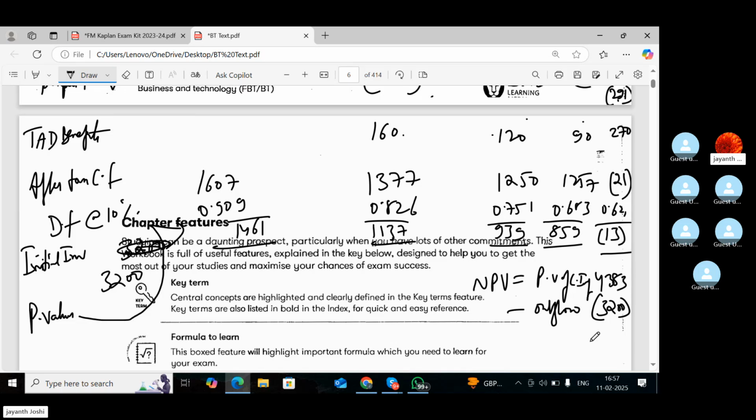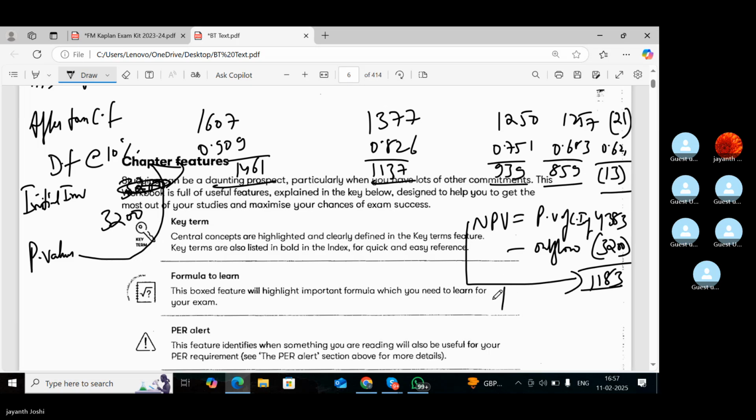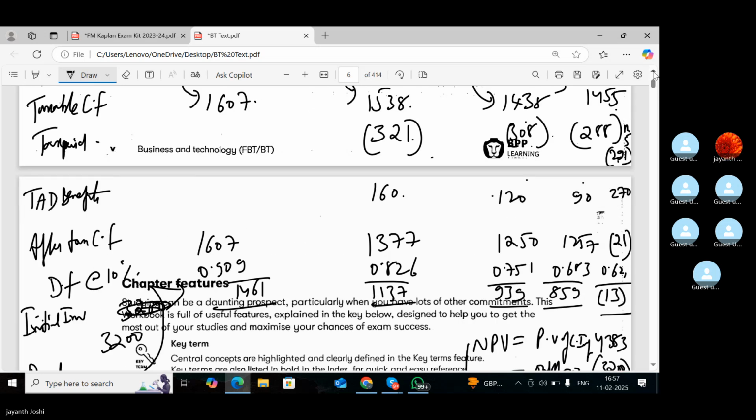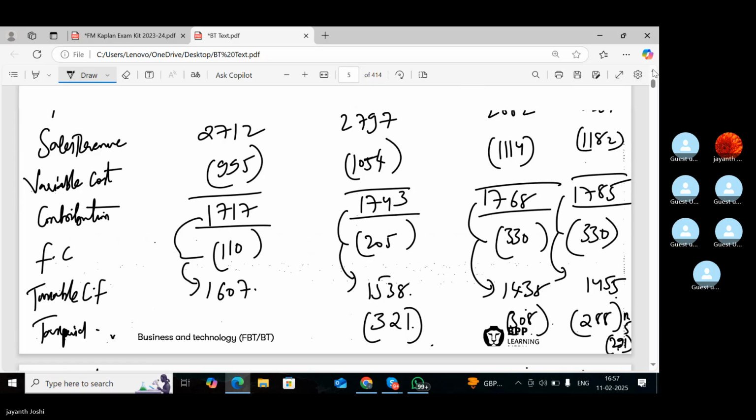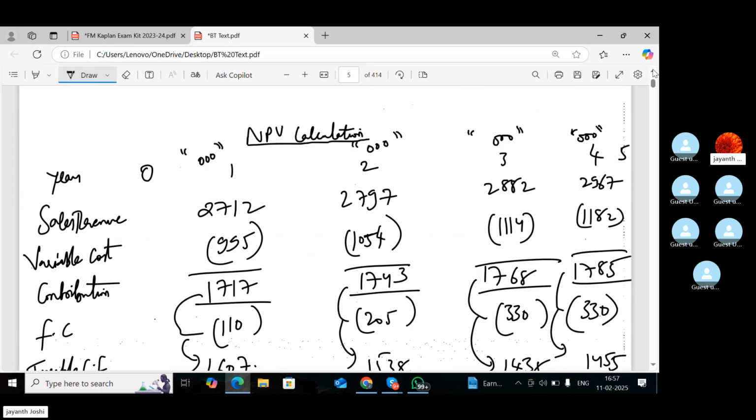So your NPV is going to be 1183, and this is a positive NPV, hence the project can be accepted. Positive NPV, project can be accepted. The capacity expansion. Okay, just go through this, make a note of all this. We'll go for the next question fast. I'll scroll down as you tell me.